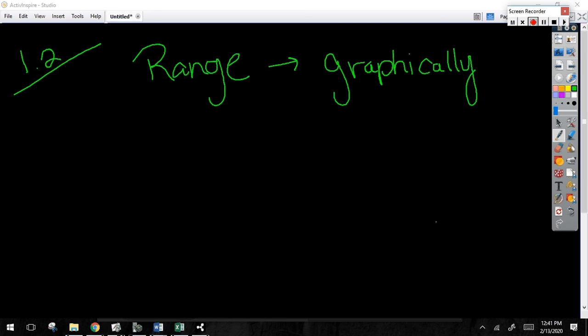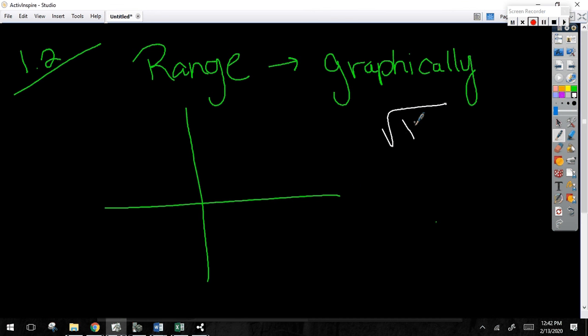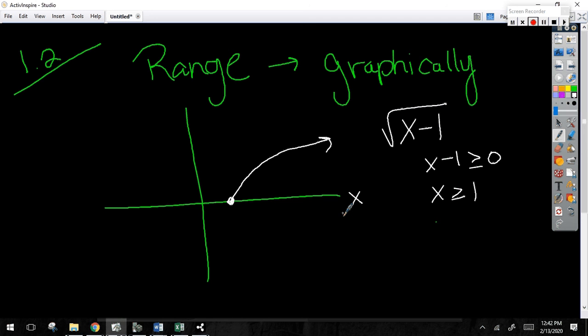All right, so domain describes x's, and if you looked at the graph, you would see, let me show you, for instance, the square root of x minus 1 looks like this. Okay, and when we found that domain algebraically, we would say, x minus 1 needs to be bigger than or equal to 0. So x needs to be bigger than or equal to 1. And if you look at the graph left to right, and that's my x, do you see why that's the domain?